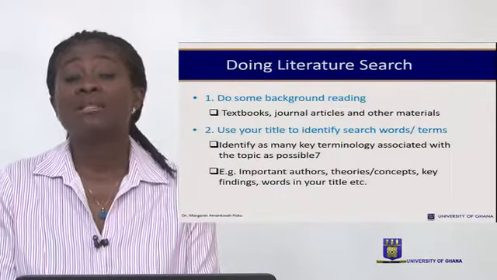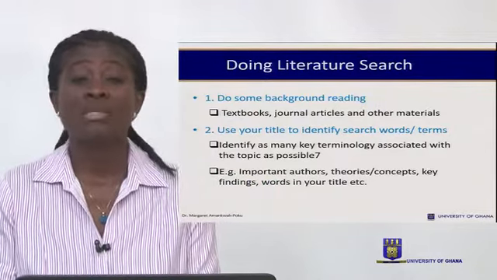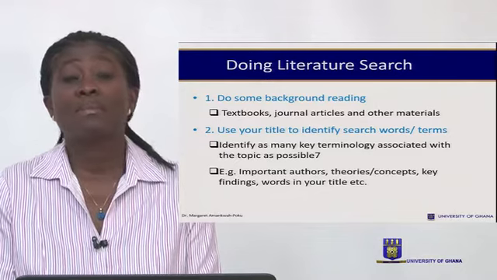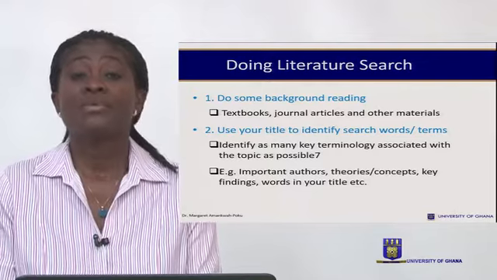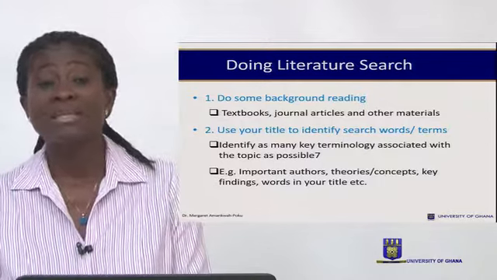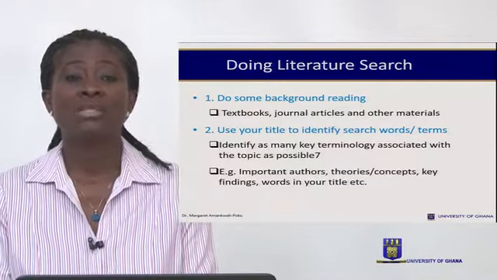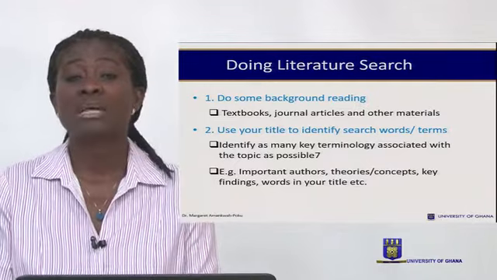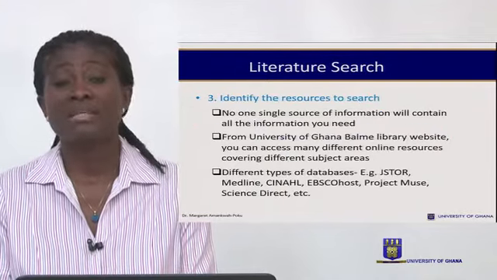Then you can use the title of your study or your research questions to be able to identify what you call search words or search terms. So let's say I'm looking at psychosocial variables related to the management of diabetes. So here I have a search term such as psychosocial variables, I have type 2 diabetes, etc. So I identify my key terminologies and I use that in my literature search. You can also use important authors, theories, concepts, etc. to guide you in your literature search.